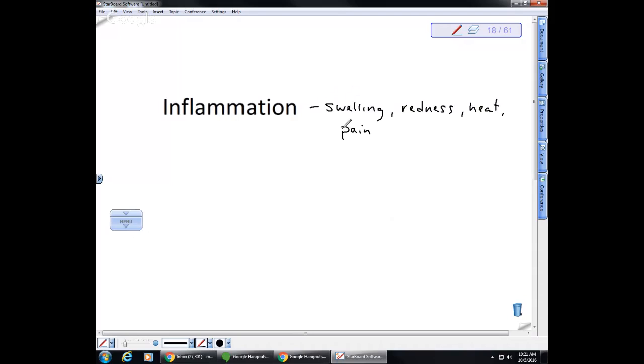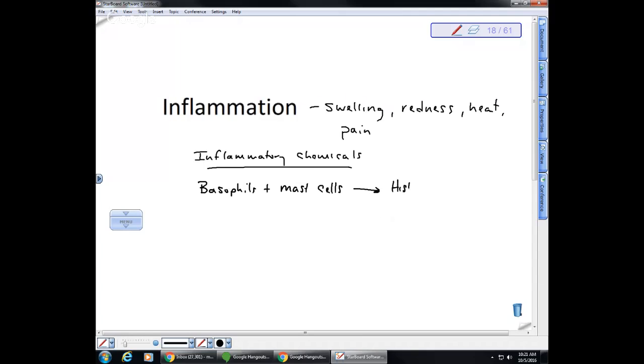So if we look at the inflammatory chemicals, these are generally produced by damaged tissues and also white blood cells. So for example, basophils and mast cells, which are another type of leukocyte, produce a chemical which is called histamine.